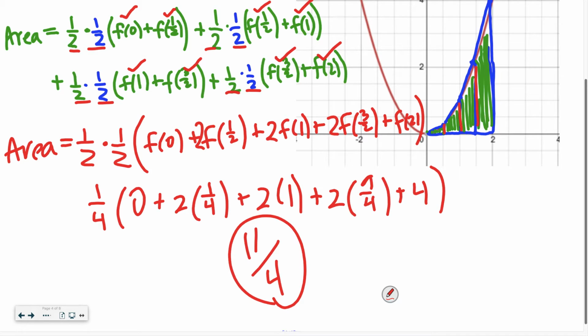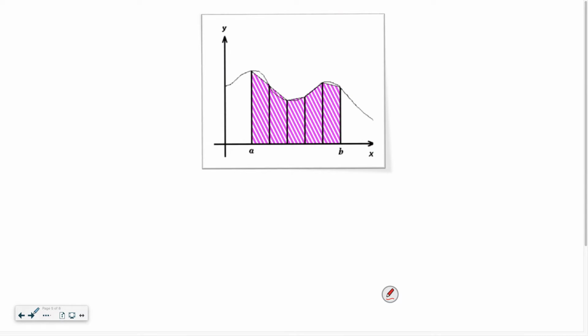Now, I will tell you that the exact area is 2.6 repeating. Which one of those 4 is the closest to 2.6 repeating? Probably the trapezoid. 11/4 is 2.75. Okay. All right, so maybe we should go back to your notes and we should maybe generalize that trapezoidal formula for you.